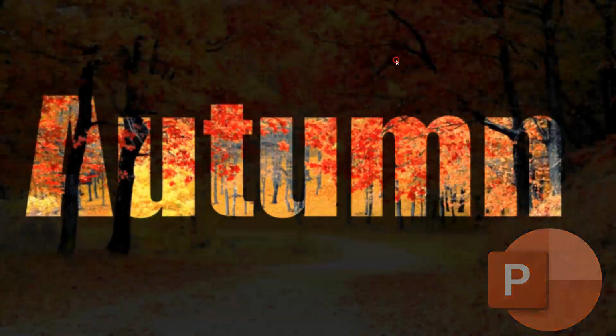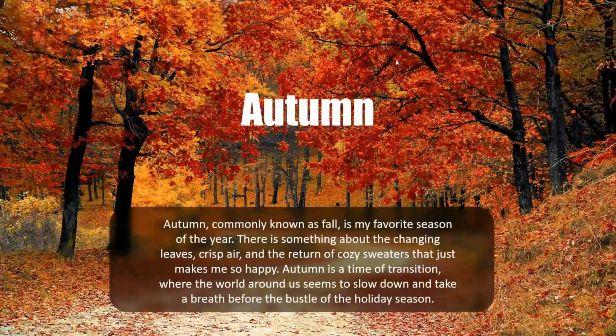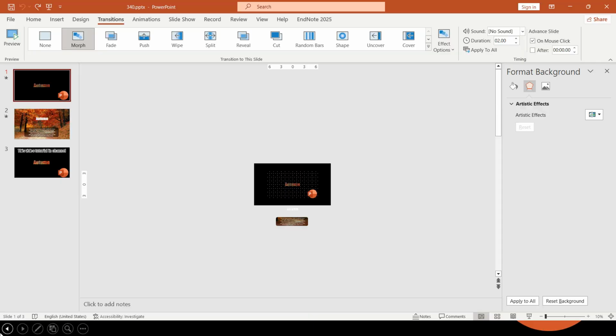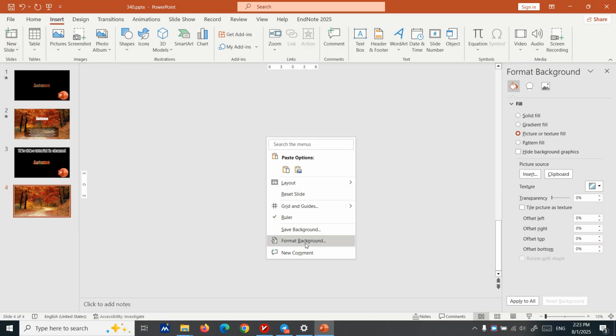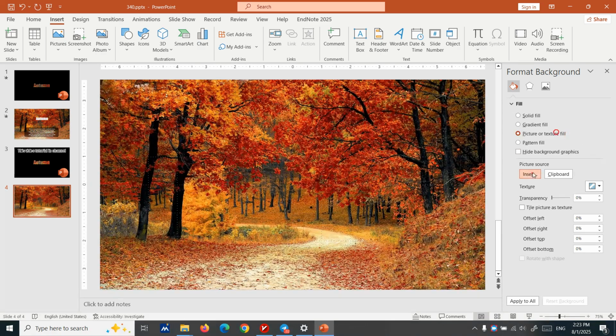Let's create this slide in PowerPoint under 3 minutes, very fast, and it's looking very beautiful. At first, we need to insert a slide. In the slide, we format the background and insert the picture from here, and after adding the picture, we apply it to all. Now we need to create the text.